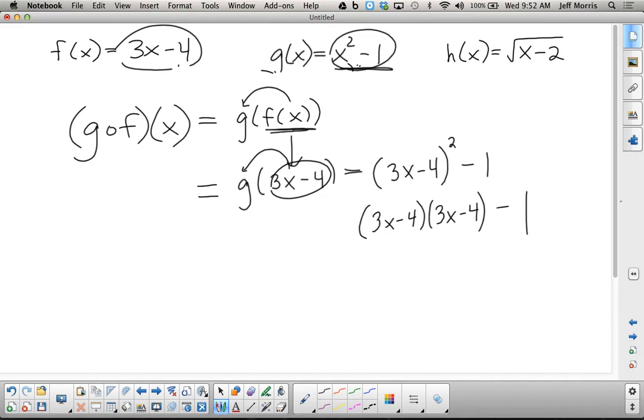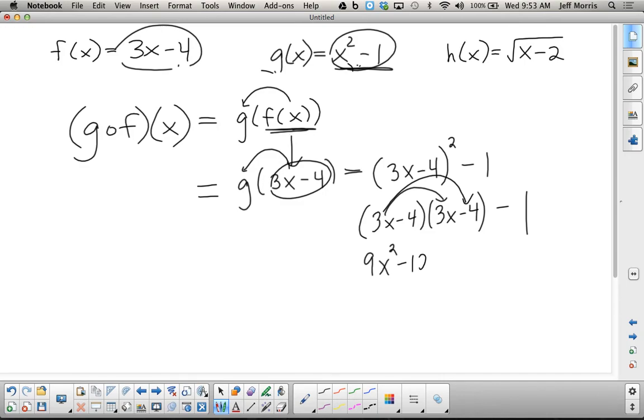Now we've got to get our FOIL on. 3x minus 4 times 3x minus 4. 9x squared. We're multiplying, so what's 3 times 3? 9. The only time we add is the exponents. So 9x squared. Remember, when you multiply powers, you add the exponents, but the coefficients you still multiply. So 3 times 3 is 9. x times x is x squared. What about 3x times negative 4?